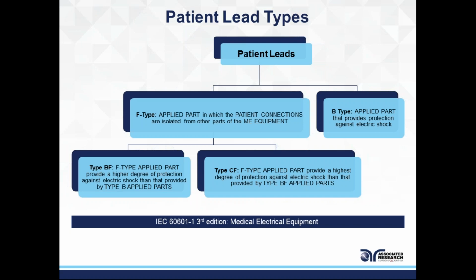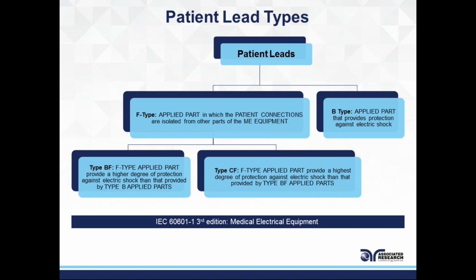Now, F-type products are floating reference, meaning they have no reference to the line inputs: line, neutral, and ground. So when they're floating, they automatically provide some kind of layer of protection since they're already floating. So now the standard is asking that once you have a floating applied part, we're going to stress this applied part even more to make sure it's a properly rated floating applied part. Now, the F-type applied parts are also split into two different sections. There's a type BF. Again, this is a type of applied part that provides a higher degree of protection compared to a type B.